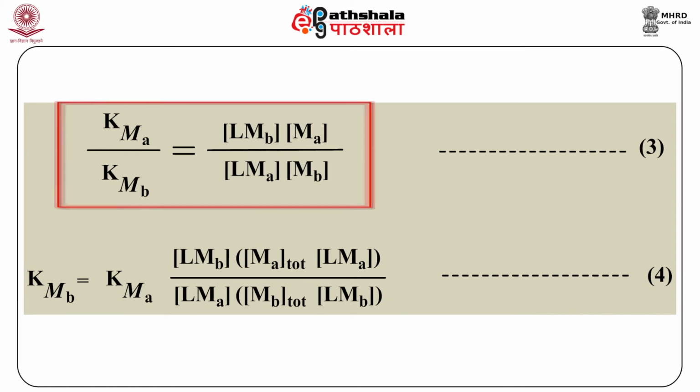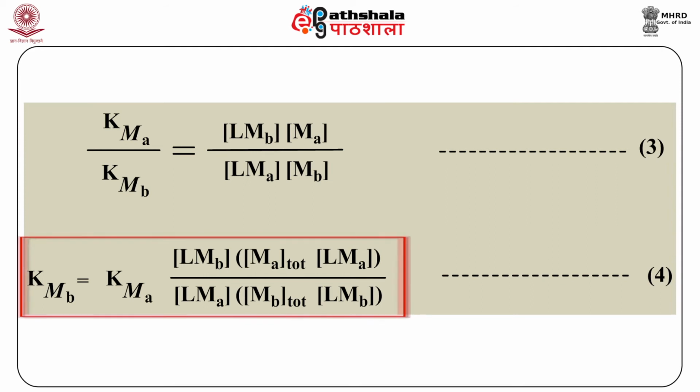Here, Kma divided by Kmb is equal to the concentration of Lmb multiplied by Ma concentration divided by the concentration of Lma multiplied by the concentration of Mb, which implies that Kmb is equal to Kma, the concentration of Lmb multiplied by the concentration of Ma total, divided by the concentration of Lma multiplied by the concentration of Mb total and the concentration of Lmb.